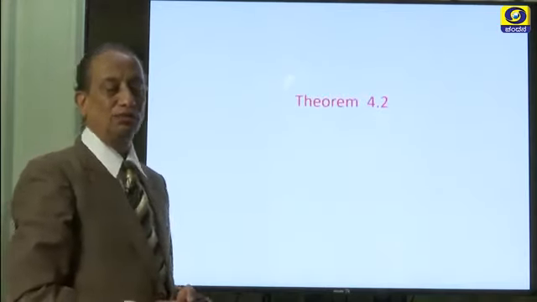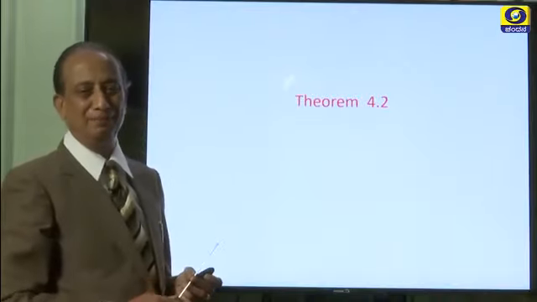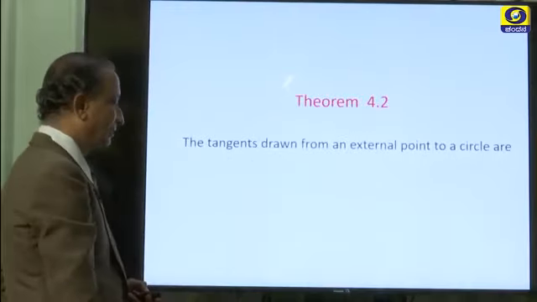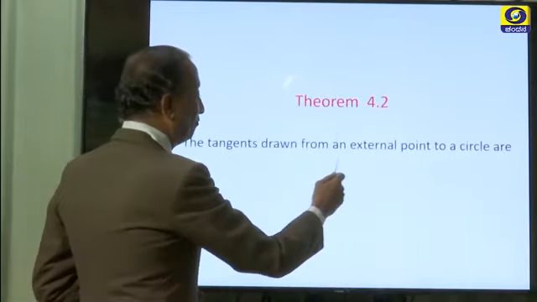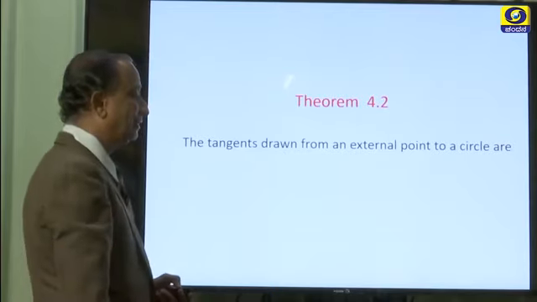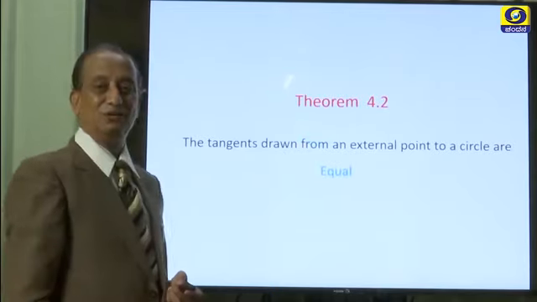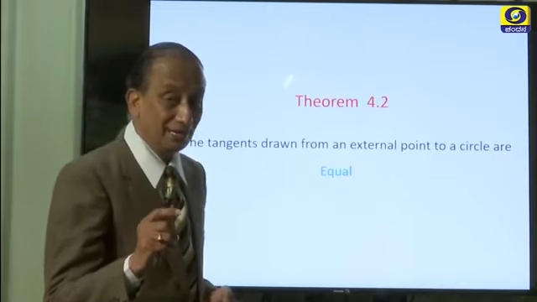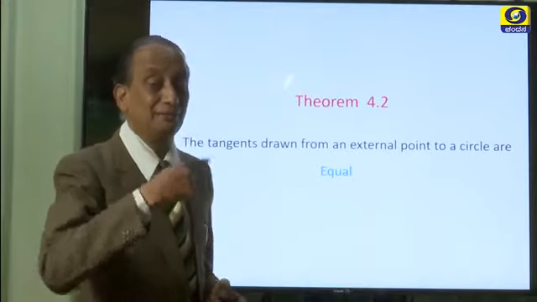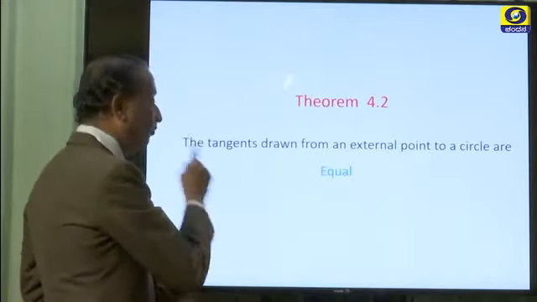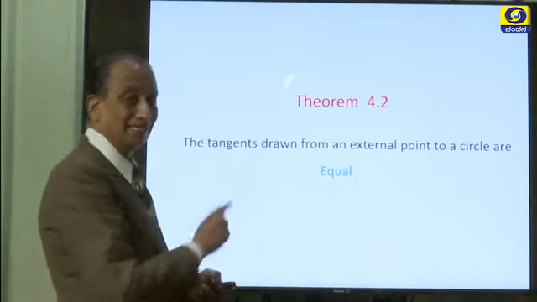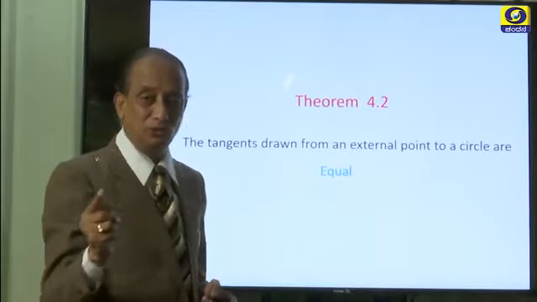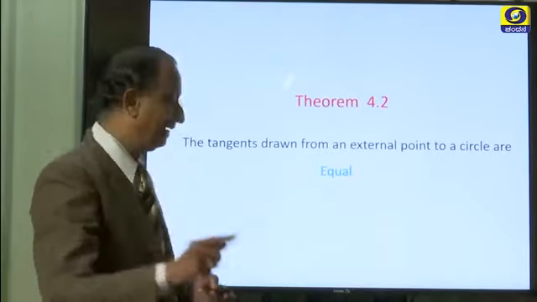Now let us go to another very small theorem, a very fundamental theorem on the tangents to a circle. The tangents drawn from an external point to a circle are equal. See, from an external point, we are not considering a point on the circumference. We take some external point, and you know that through that point we can draw only two tangents, and in this theorem we have to understand that the lengths of those two tangents are always equal.